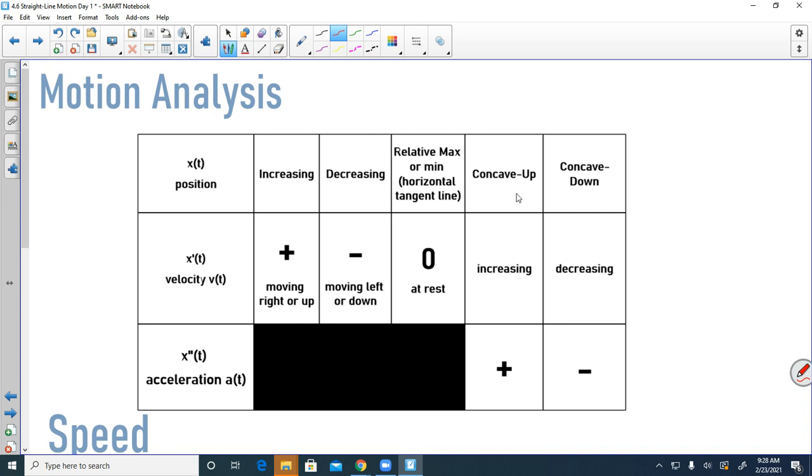So like if the original function is concave up, the derivative is increasing and the second derivative is positive. If the original function, in this case it would be position, is concave down, that means the derivative is decreasing, second derivative would be negative. So make sure you pause, write this down. Sometimes you'll be asked, is the object moving to the right or is it moving up? That's when the velocity would be positive. Your position graph would be increasing.